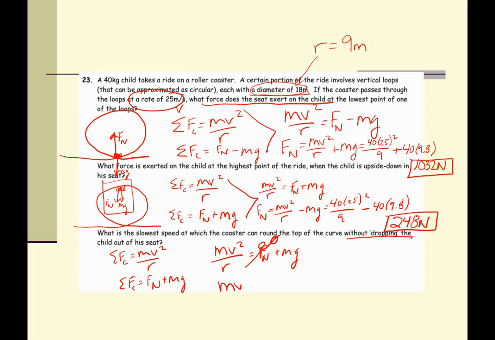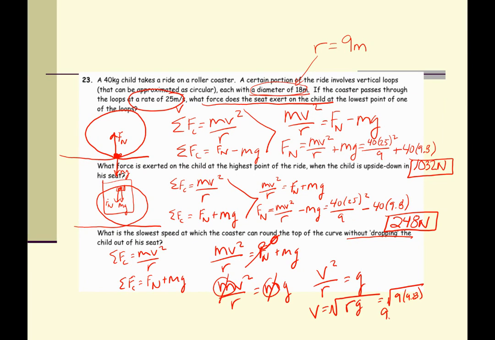So now we have mv squared divided by r equals mg. Now, I have an m here and an m there, so I'm going to cancel those. I end up getting that my minimum speed is v squared divided by r equals g. When I manipulate that, I get v is equal to the square root of r times g, which is the square root of 9 times 9.8 meters per second squared. And that is going to end up giving me a value of 9.39 meters per second.